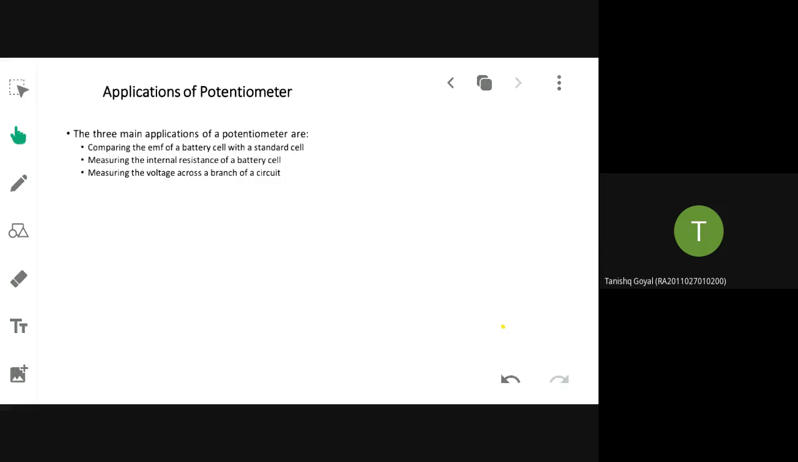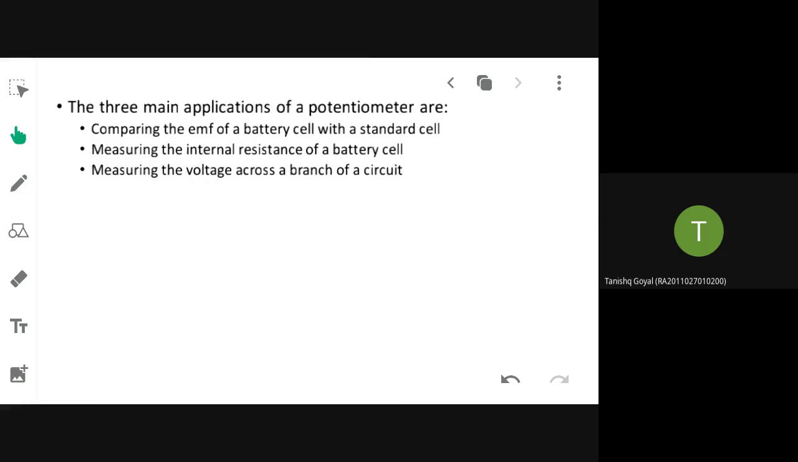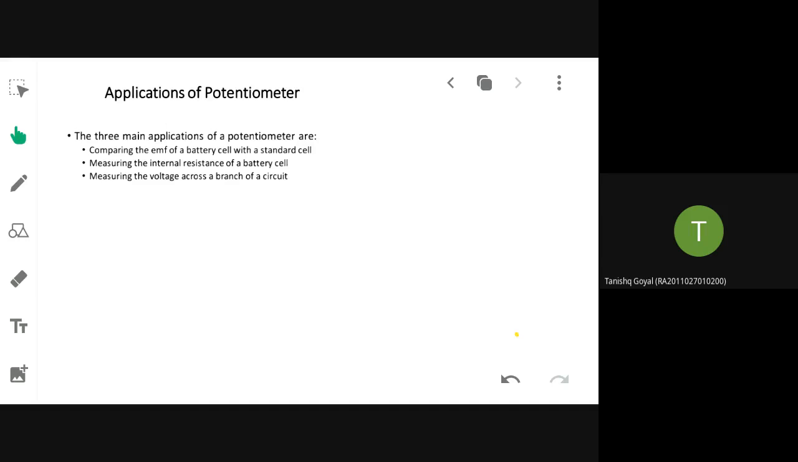These are the applications of potentiometer they have mentioned here. If you want to measure the voltage of a battery cell, you can use a potentiometer. If you want to measure the internal resistance of the battery, you can use a potentiometer. Generally, if you want to measure any voltage in a circuit, you can use this potentiometer. Okay, that's all about potentiometer.